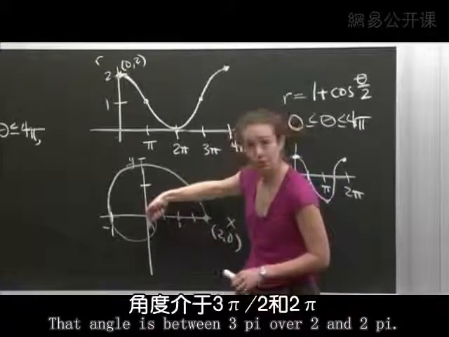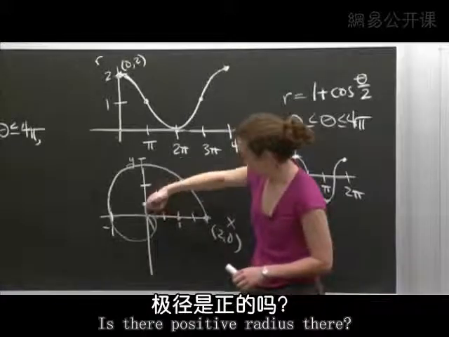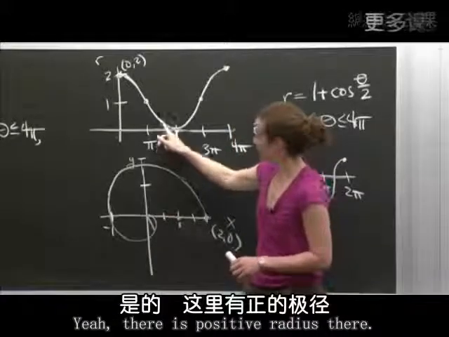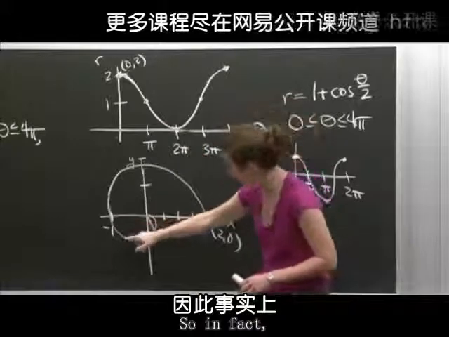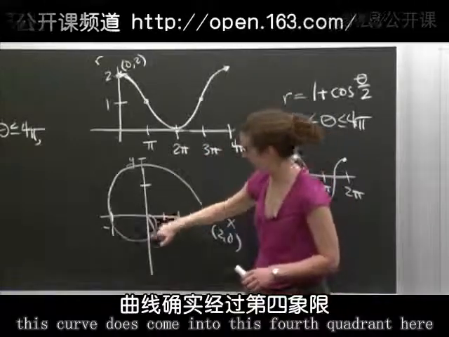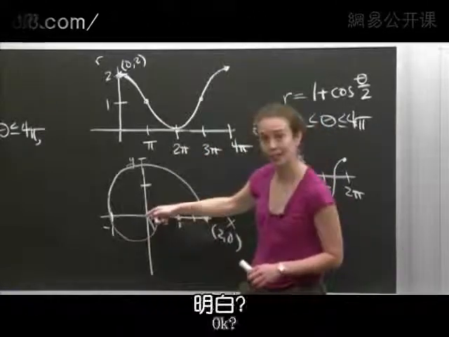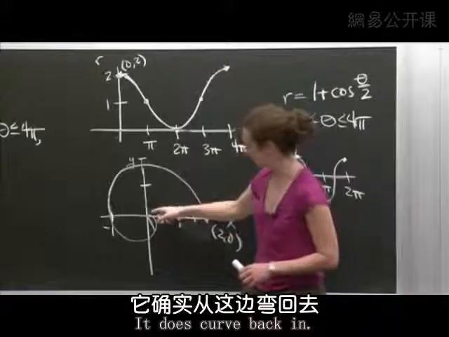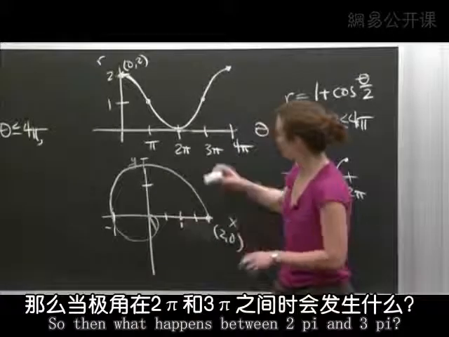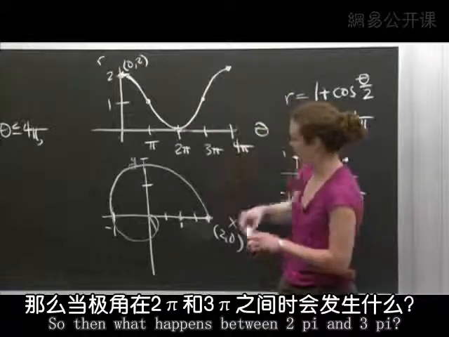That angle is between 3 pi over 2 and 2 pi. Is there a positive radius there? Yeah, there is positive radius there. So in fact, this curve does come into this fourth quadrant here and then curve back in. Okay, it does curve back in. All right, so then what happens between 2 pi and 3 pi?